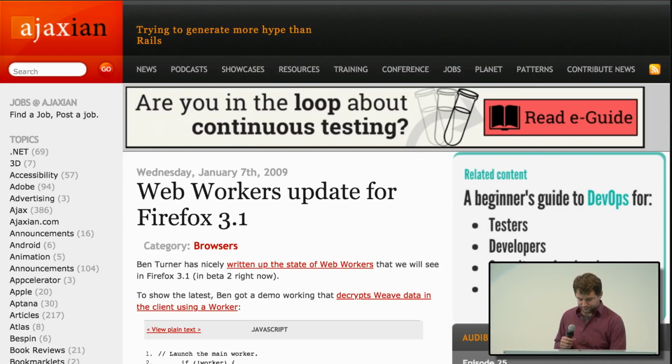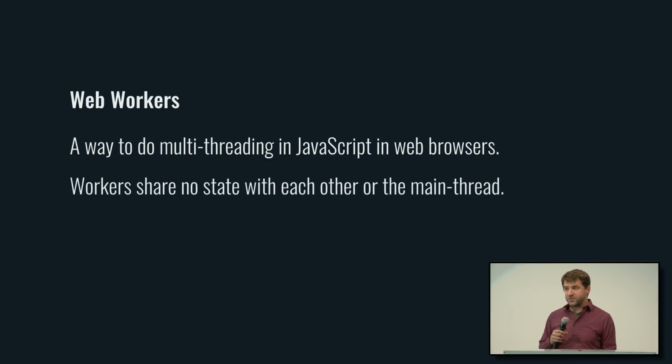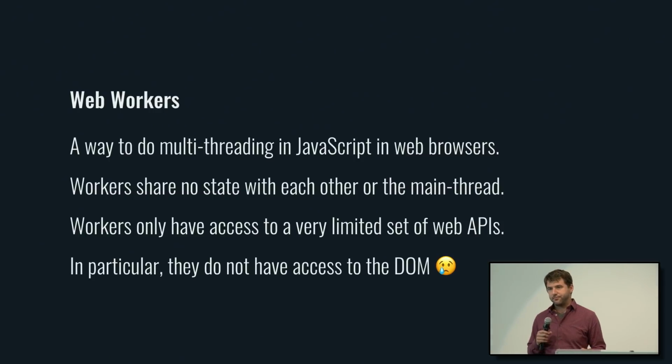So what are workers? Workers are a way for us to do multi-threading in JavaScript within web browsers. They share no state with one another or the main thread. They have access to a very limited number of APIs. And most importantly, for web developers, they have no access to the DOM. You cannot modify the DOM of the parent page within a web worker. This restriction has made them hard to use for many cases.